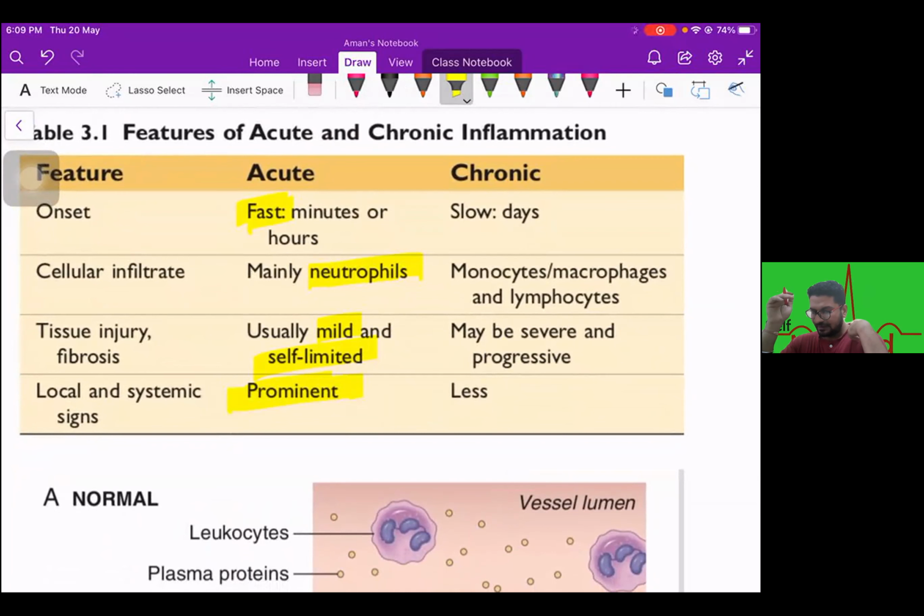So these signs will be prominent, and in chronic inflammation you will see the onset is slow. The main cells, remember, will be macrophages. In some viral infections like COVID-19, it could be lymphocytes. In some autoimmune diseases also, it can be lymphocytes. So understand this: there is less fibrosis in acute, but there is more fibrosis in chronic.